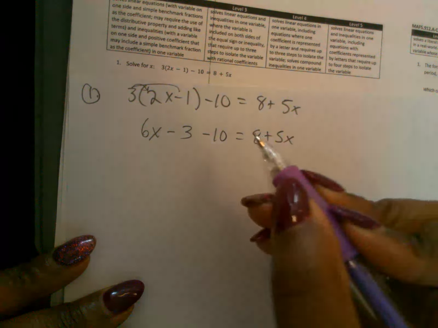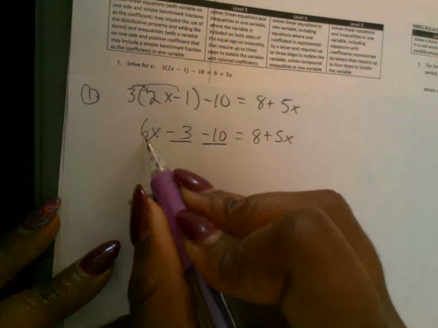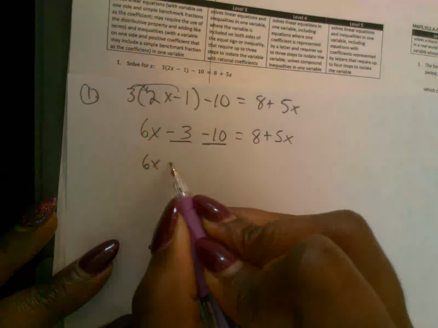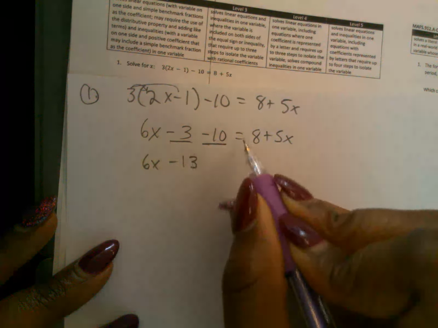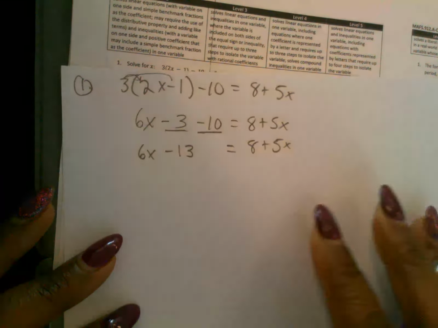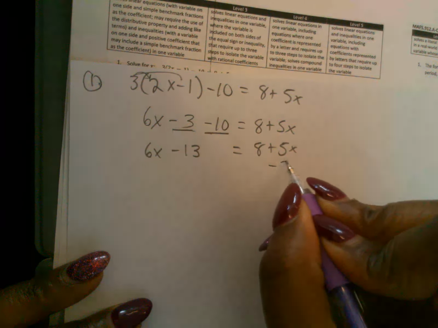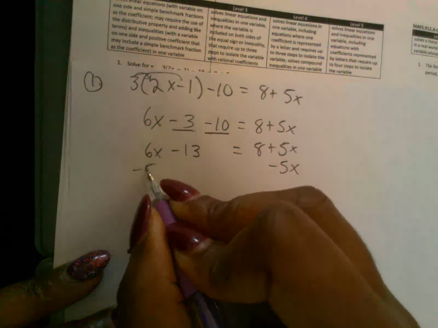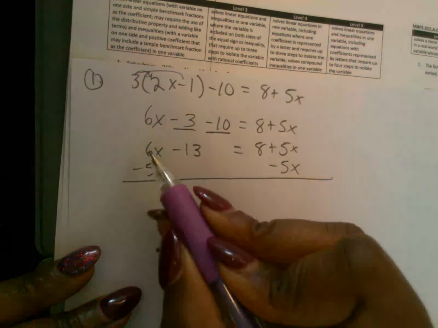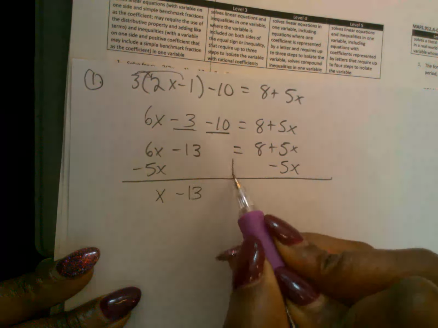Okay. Combine like terms. We're going to combine these two terms together. Bring this down. This gives us a negative 13. Bring down the equal. Bring everything else down. Now we're going to move the variables to the same side. I'm going to move the smaller one. 5 is smaller, so I'm going to move that. This is going to give me 1x here and bring everything else down.